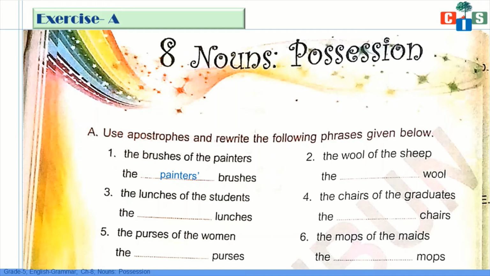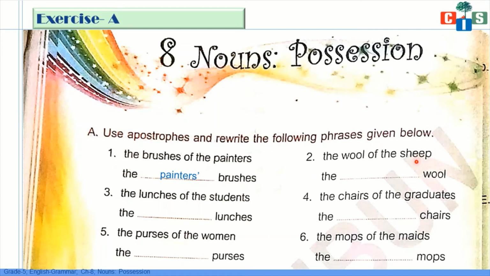Let's see another one. The second one: the wool of the sheep. Here sheep is a singular noun. I am talking about wool. Whose wool? Sheep's wool. So it means that the wool belongs to the sheep, or the sheep is the owner of the wool. Here sheep is in singular form, right?